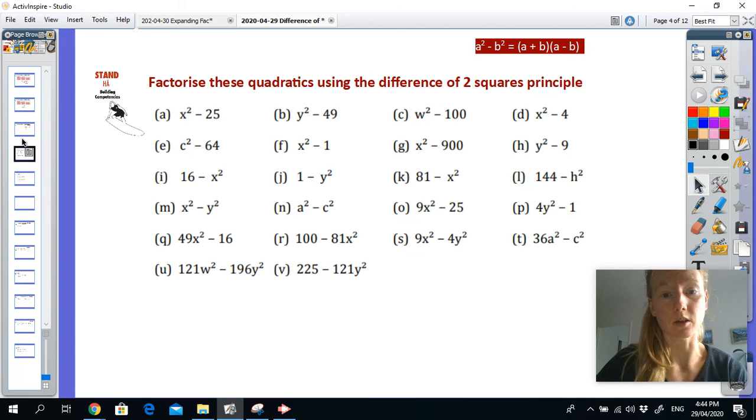So you can come back to these examples. I'd like you to have a go at these ones, please, in your books. Photograph that and then come back to mark them.